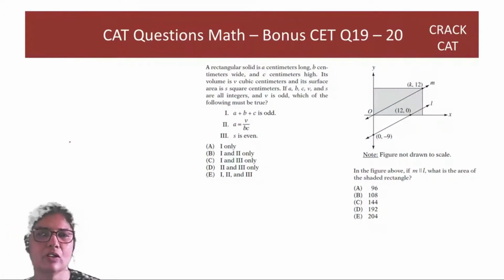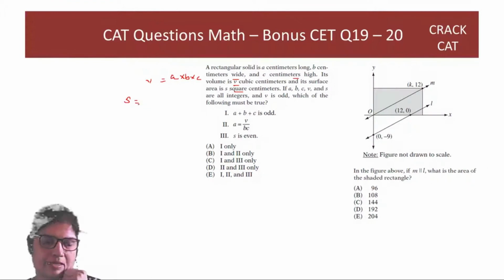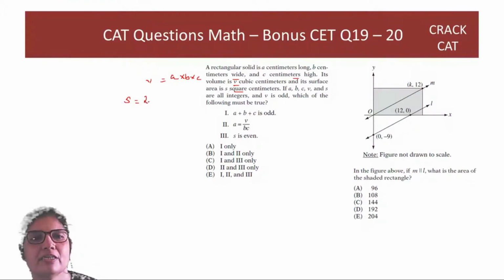A rectangular solid is A centimeters long, B centimeters wide and C centimeters high. Its volume is V. So what is V? It is A into B into C. And its surface area is S. So what is the surface area, guys? Surface area is the area of all the six faces, right? So surface area is twice of AB plus BC plus AC.